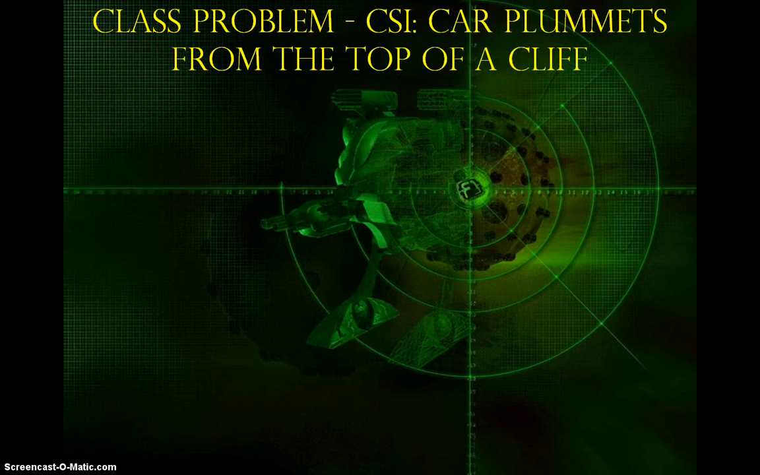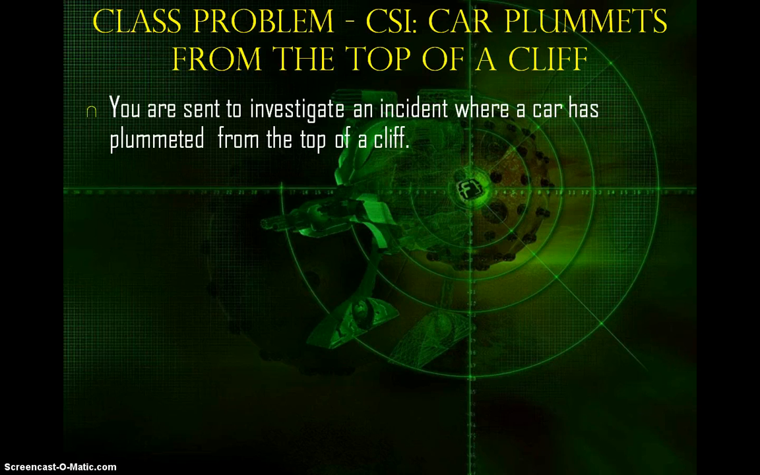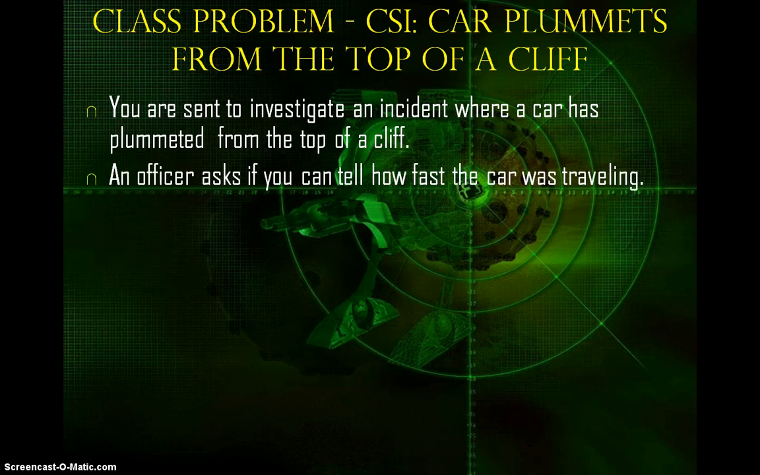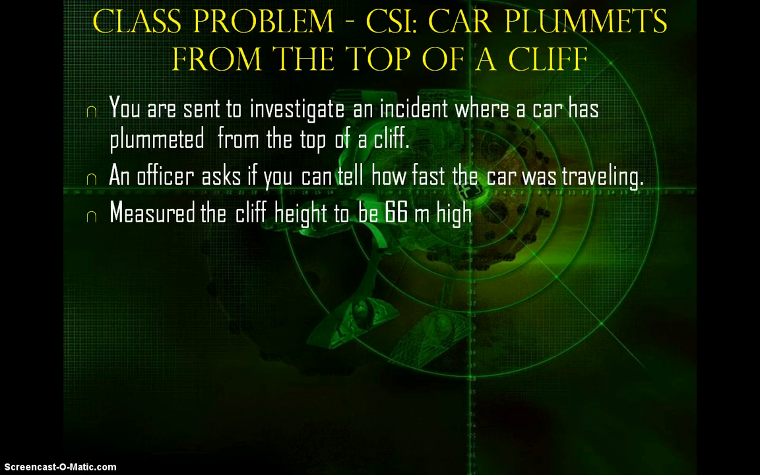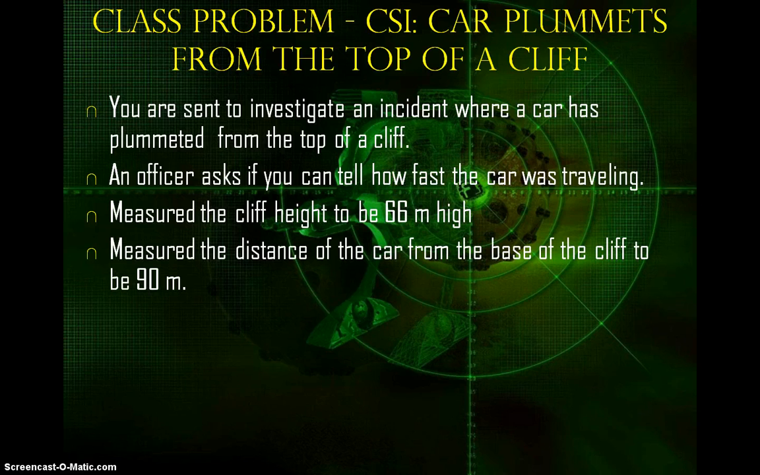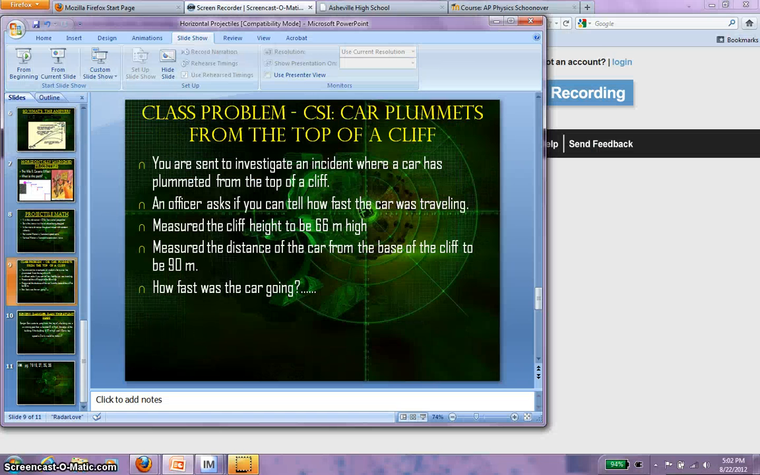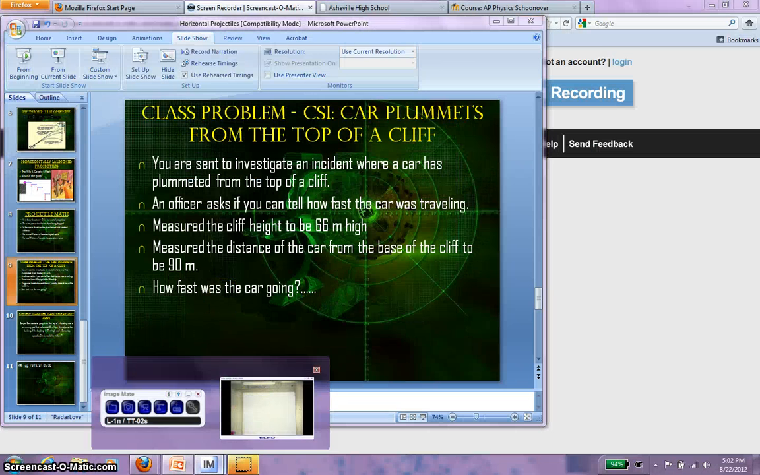Okay, so let's do a sample problem where we make some calculations. Let's say you're sent to investigate an incident where a car has plummeted from the top of a cliff. The officer asked if you can tell how fast the car was traveling. We measured the cliff height, and we know that the cliff is 66 meters high. And we measured the distance from the base of the cliff to where the car landed, so it's 90 meters away from the base of the cliff. Now we want to find out how fast the car was going. So let's go ahead and do this problem.